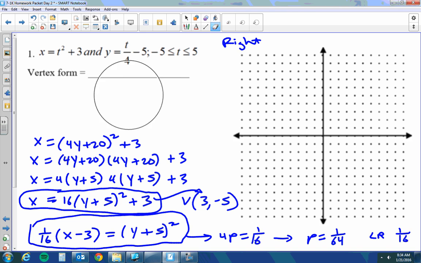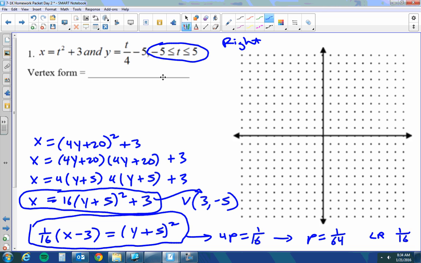The reality is, before we start plotting this, we should go back and look at our restriction, because I want to see all that on our table. So what I'm actually going to do is use parametrics to get some points. So make a little table, because we're only supposed to draw that part of it. Now, -5 is not going to be pretty. It's just not, because we're going to have to take 1/4 of it. I'm going to put it there. We'll get to it. But I want to do this first.